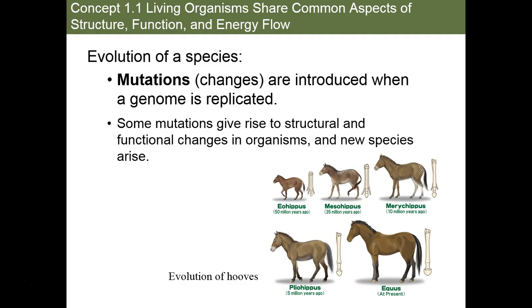Mutations, which is a change in the genome, can occur when DNA is replicated. Some mutations may give rise to structural and functional changes within an organism. From this, a new species may arise. On the right are similar but different species of the ancestor of the horse. Changes to their DNA have led to the hoof of the horse, and a different species than what came before.